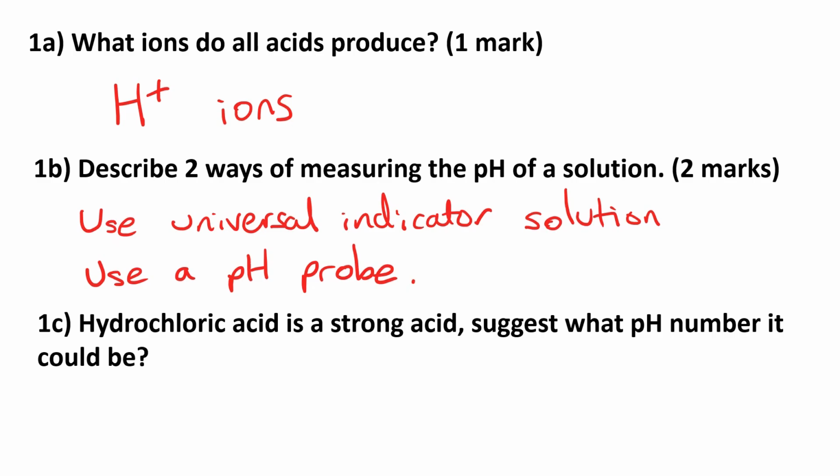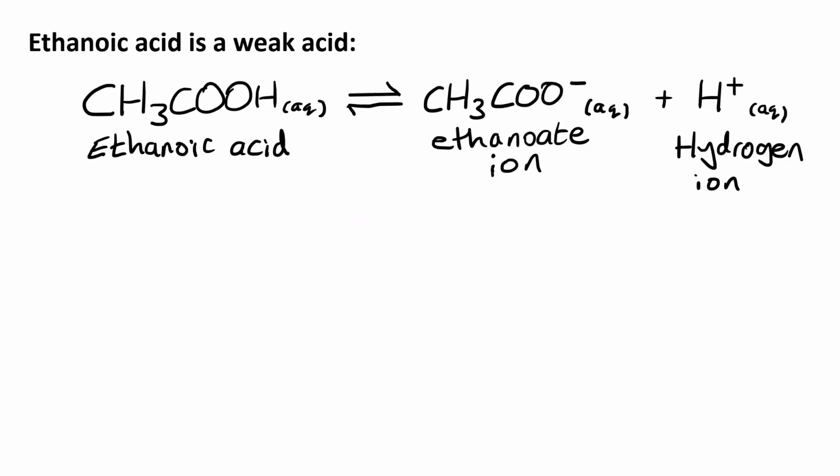Question 1c. Hydrochloric acid is a strong acid. Suggest what pH number it could be. Well, if you see the word suggest in an exam question, it means there's several possible answers. So for a strong acid, it would be 0 or 1 or 2. They're all correct answers.